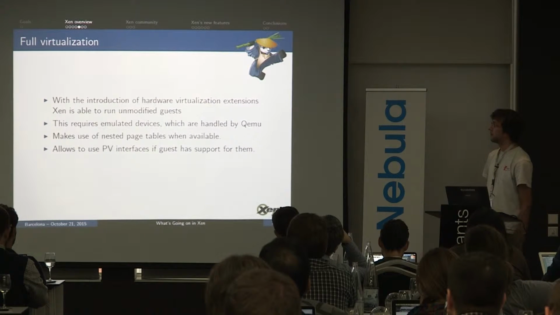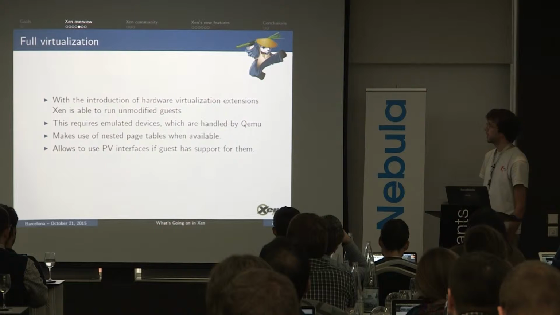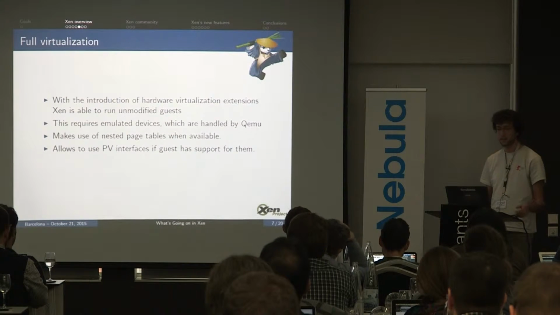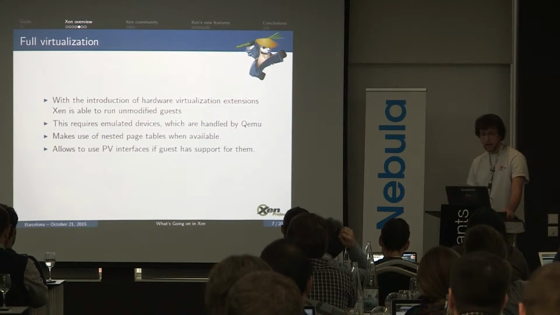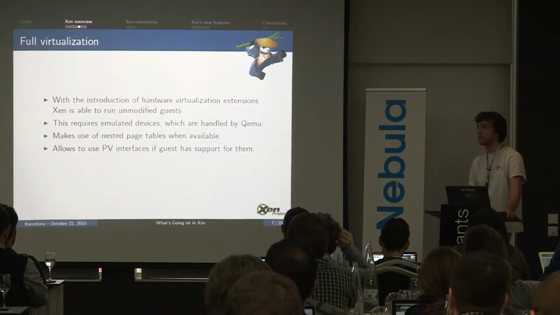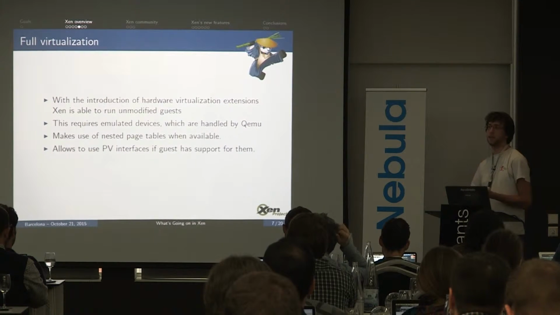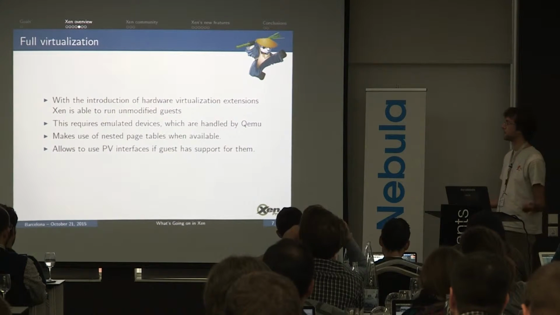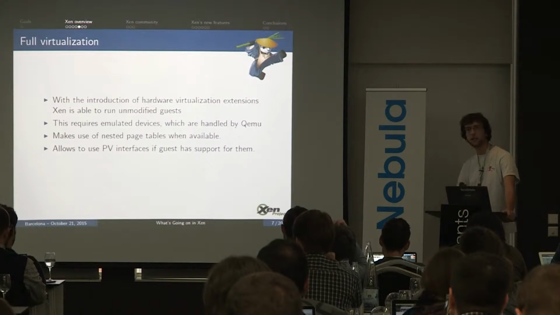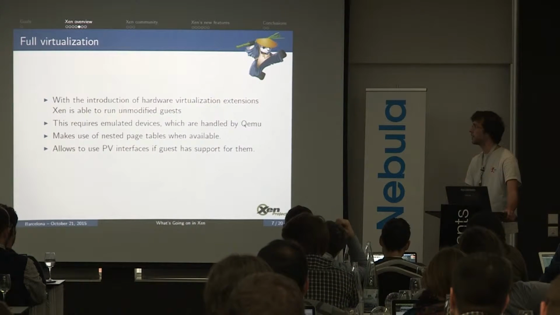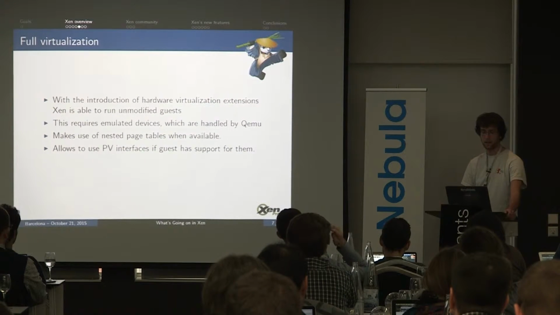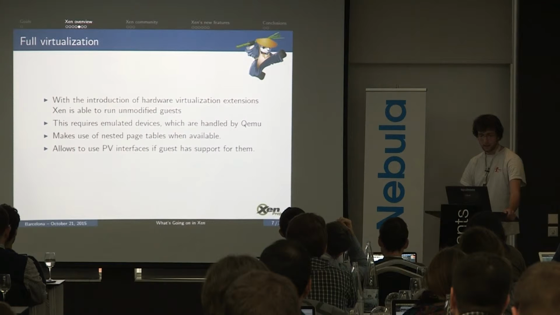Then, with the introduction of hardware virtualization extensions, Xen was able to run unmodified guests. We usually call this unmodified guest HVM guest. And these kind of guests require a QEMU instance in order to provide the emulated devices, like the emulated network card, the emulated disk, the emulated local APIC, quite a lot of those things. Some of them are handled inside of Xen directly. Some of them are emulated by QEMU, but there's quite a lot of software emulation when you run unmodified guest.